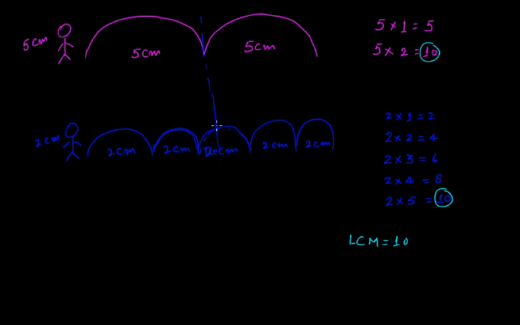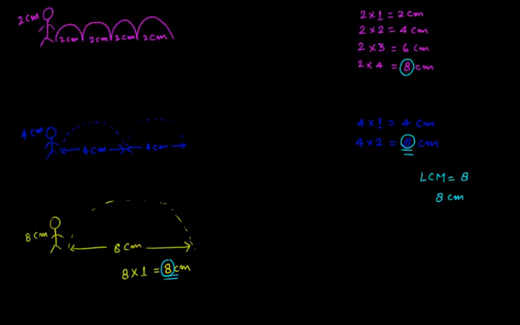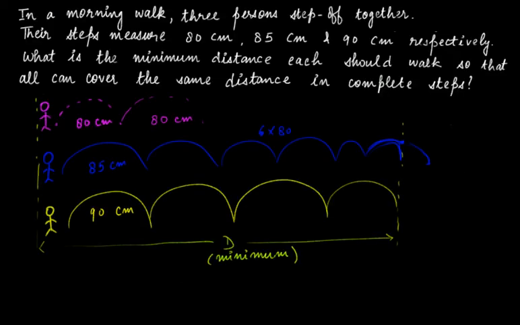Here it could have been common if this person had taken a half step, that is 2 plus 2 plus 1 centimeter, taking half step, but that's not allowed. So you can clearly see that in taking full steps and covering a minimum common distance, this is completely dependent on the least common multiple method, and I have shown you these two ways, right? I just tried to explain it in a very basic, simplified way. Okay, so now you can apply the same concept here.